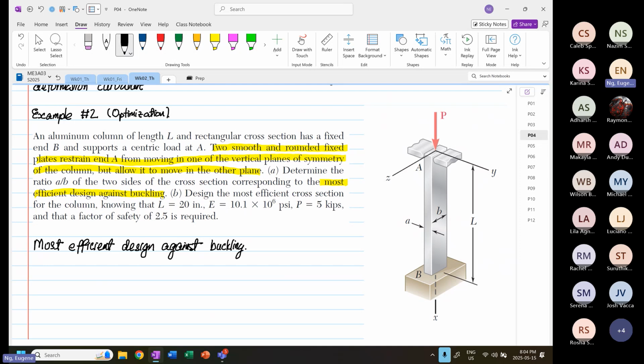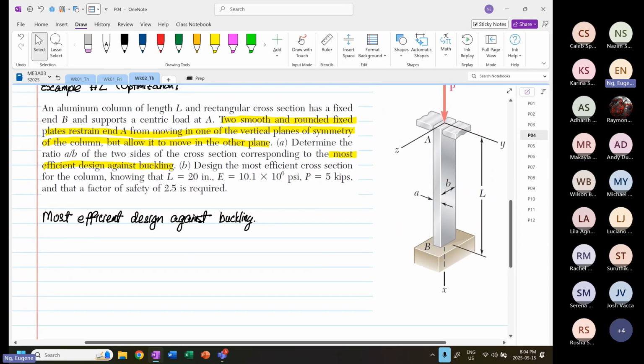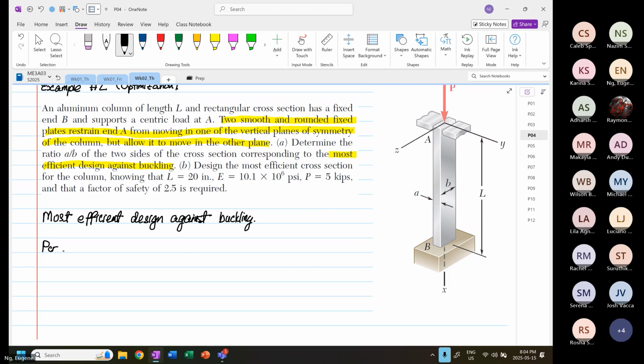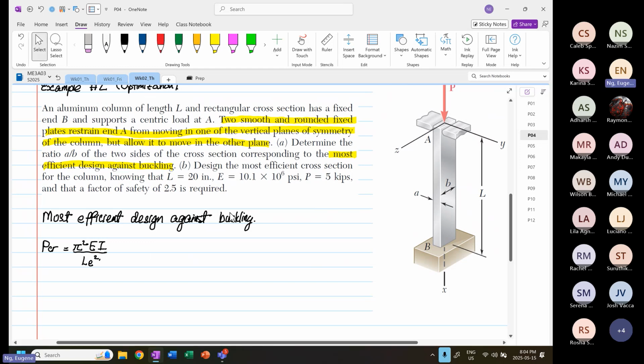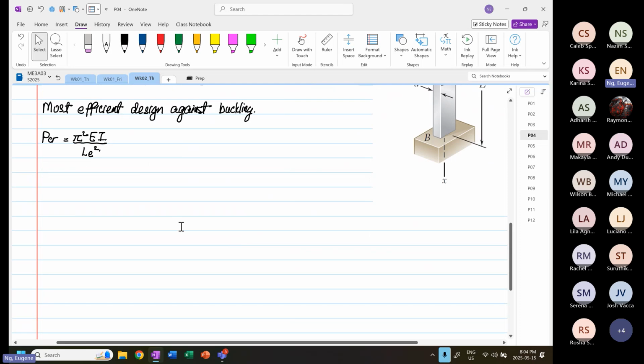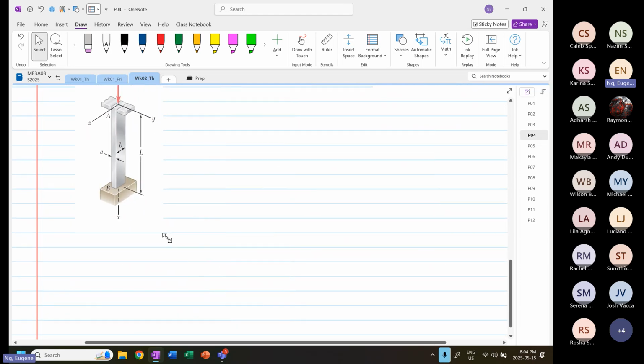Okay. Before we go any further, we know that we have the critical load, right? And this is equal to pi squared EI over Le squared. Okay. Very easy. The formula is so straightforward. So what we are going to do next is we are going to sketch a so-called free body diagram.